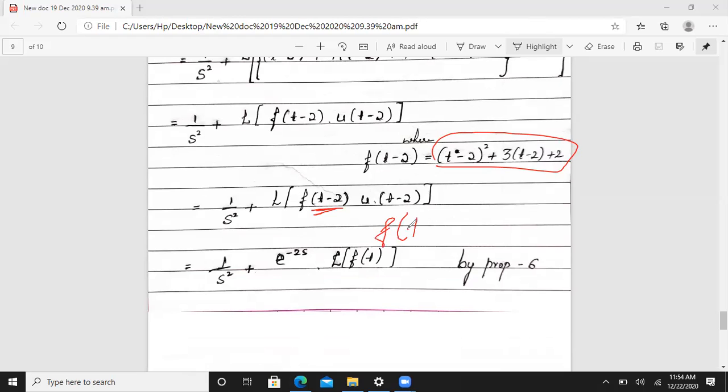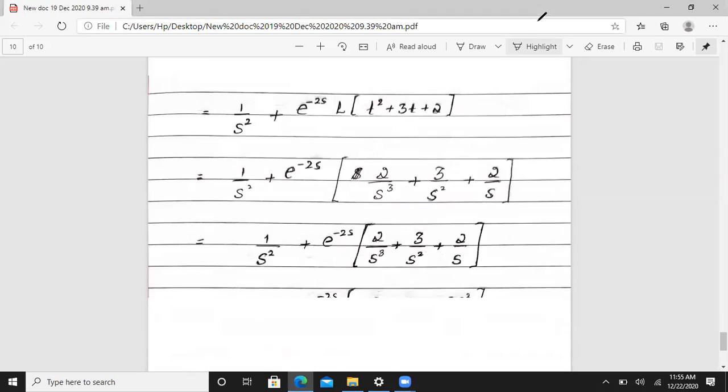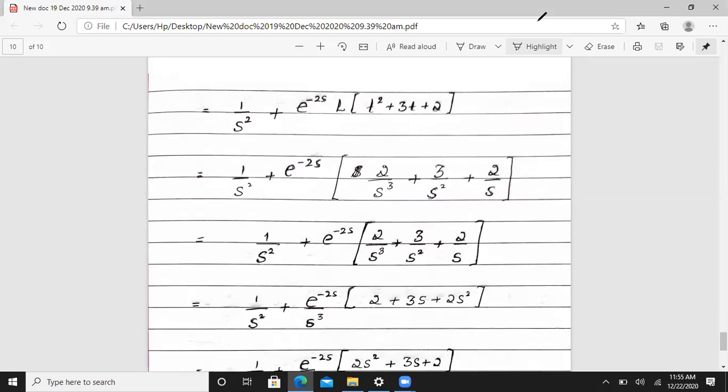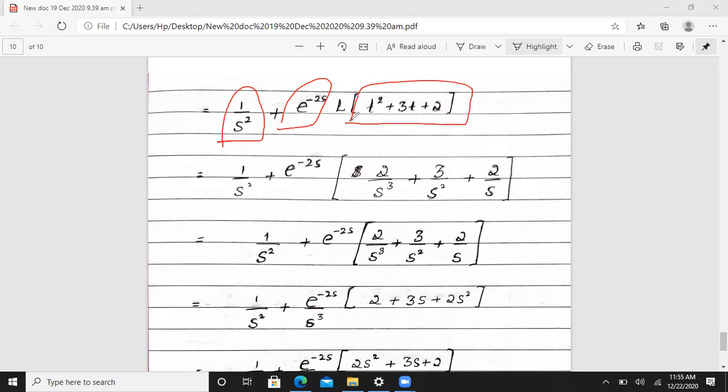We'll take f of t is equals to f of t minus 2. That means wherever we have t minus 2, we will take it as t. It is t square plus 3t plus 2. Okay, this is your f of t. So we'll write it as 1 by s square as it is, plus e to the power minus 2s into the Laplace transformation of t square plus 3t plus 2.